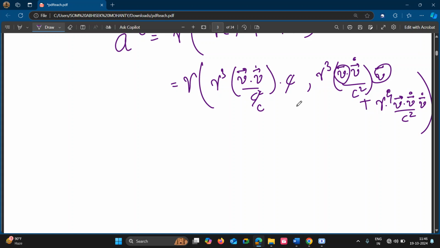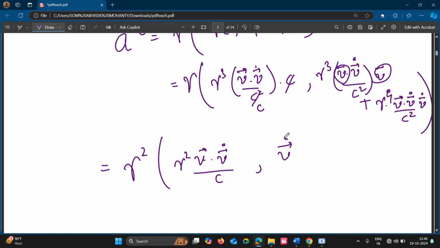What will it become? Okay, no. Leave it like that. Okay, I will just write the final expression for it. So gamma square, I will take one gamma out. So this becomes gamma square, v dot divided by c, and this one will become, I'll just write it.